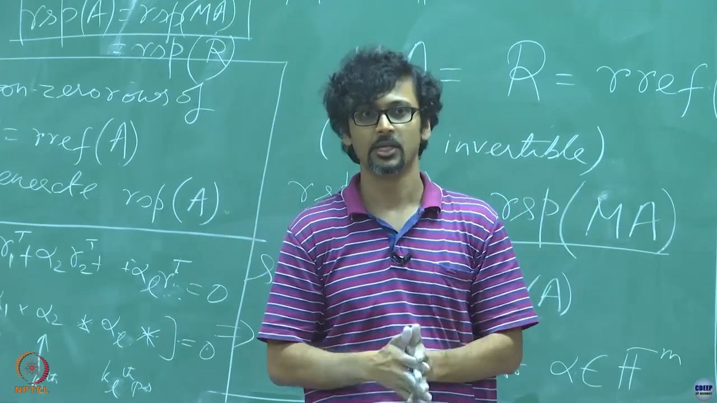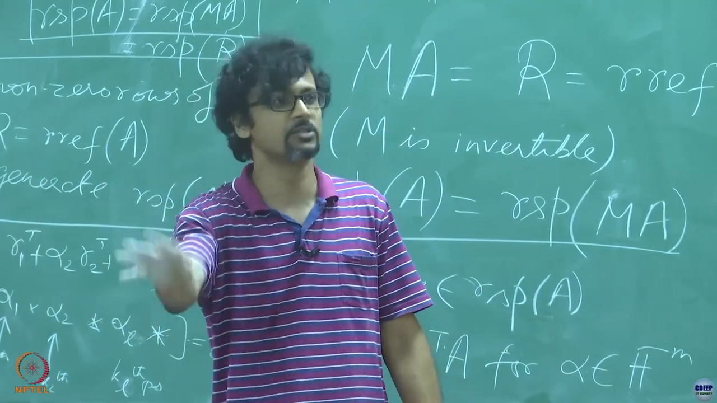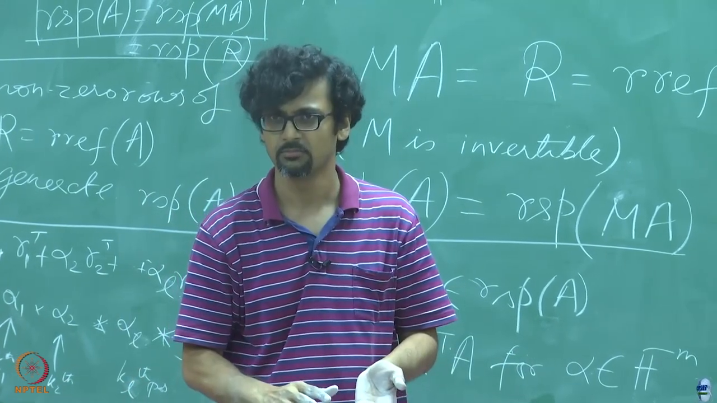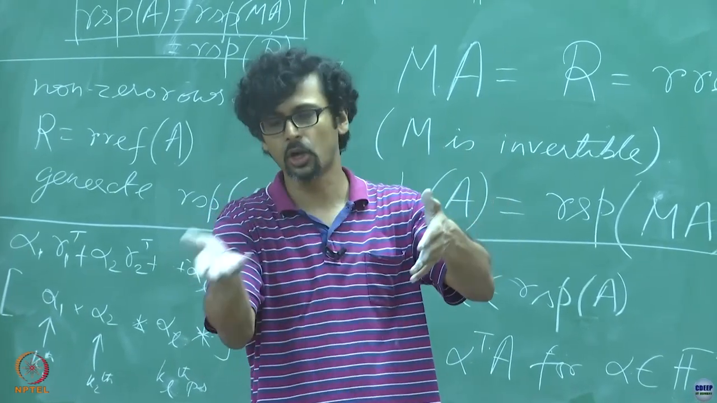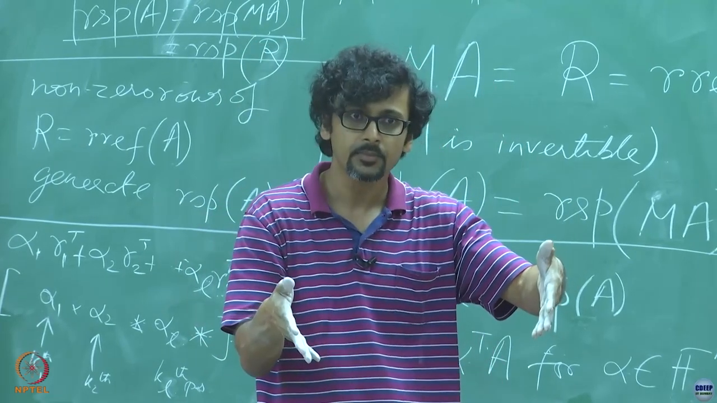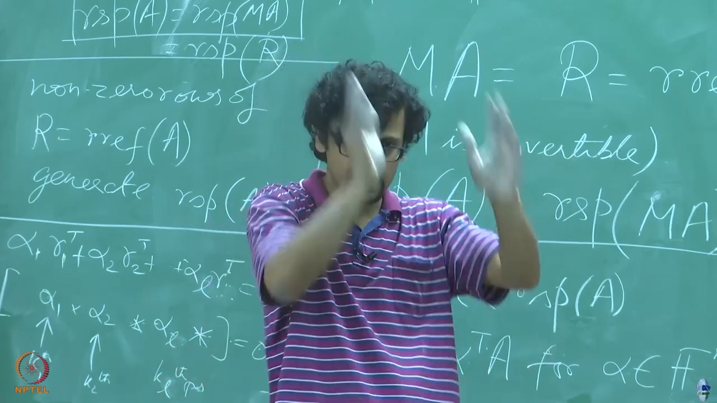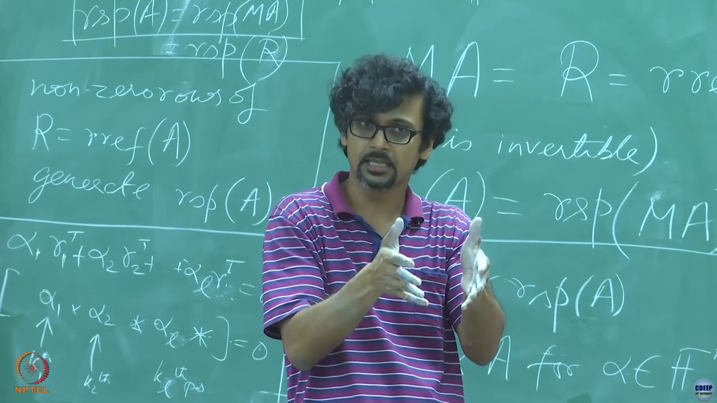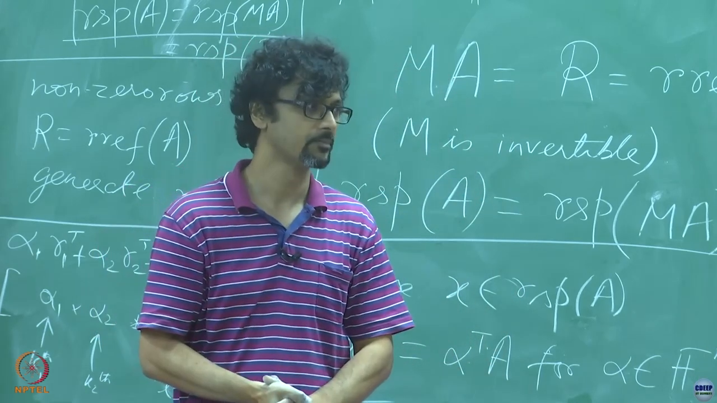You can go ahead and extend the analogous picture, I will not derive that, for the elementary column operations, which I have not defined but can be very similarly defined by operating on A transpose. Similarly, the elementary column operations leave the image or the column span invariant, and after the column reduced echelon form that you might obtain, whatever is left behind as non-zero columns are precisely a basis for the image or the column span of a matrix.